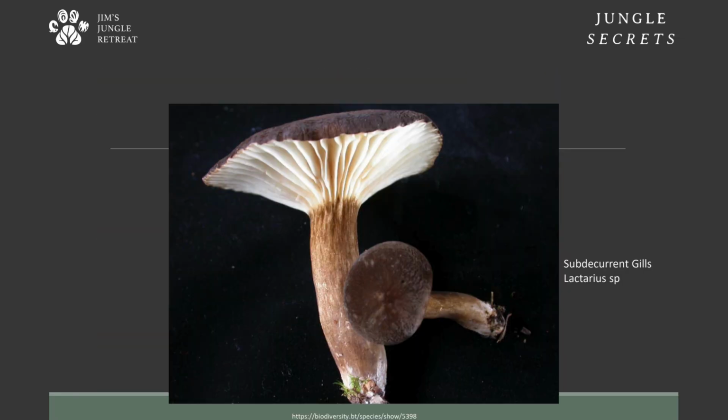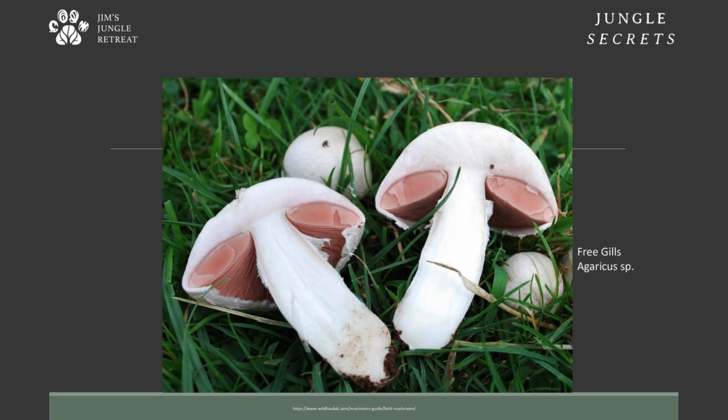Then there are subdecurrent gills where it is going down, but it's not going all the way like oysters, but it's still going down. You can see this part where it's going down. It's called subdecurrent. Again, importance of observing a mushroom is more important. There are free gills. Free gills are like the gills which are not touching the stipe. Agaricus bisporus, the common button mushroom that we see, has free gills.